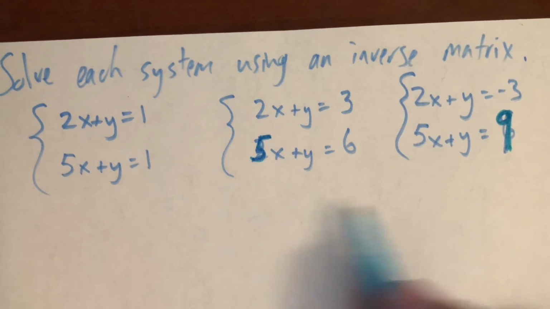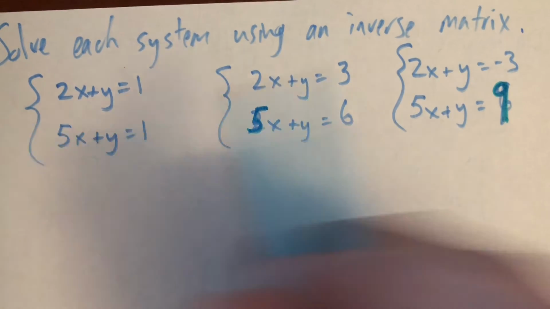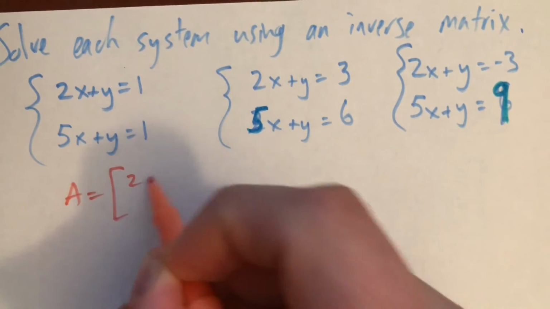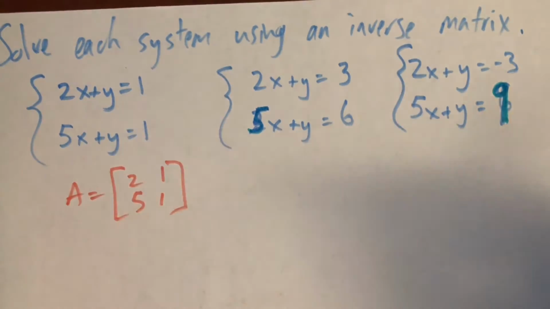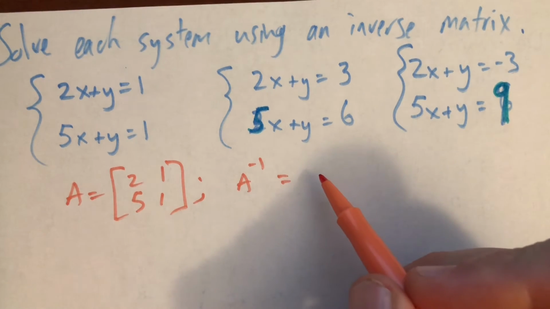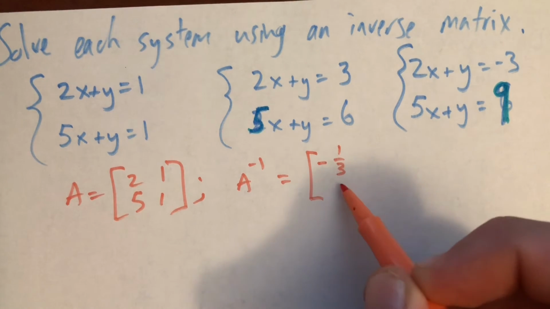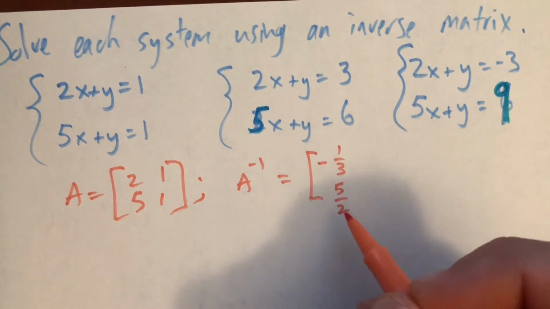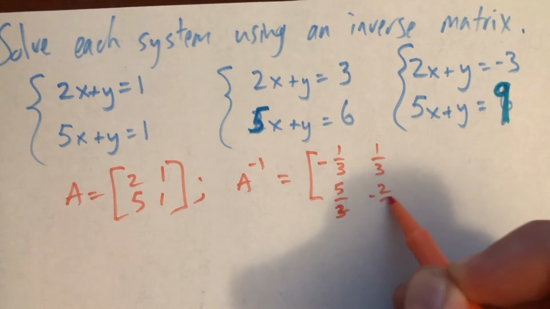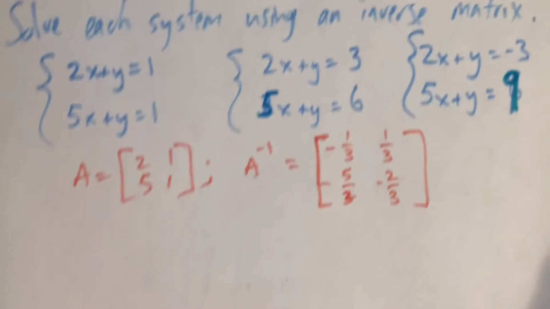Okay, so we want to take these and solve them. Let's just gather together what we've done so far. So we said that the matrix A was 2, 1, 5, 1. And we found that the inverse was this other matrix here, negative 1/3. I'm just copying it down from what I had before. Nope, that's a 3. 1/3, and then negative 2/3. Okay, what we found was that was our inverse, right?